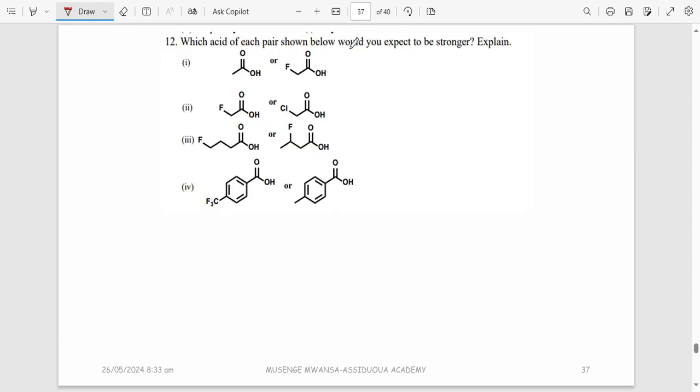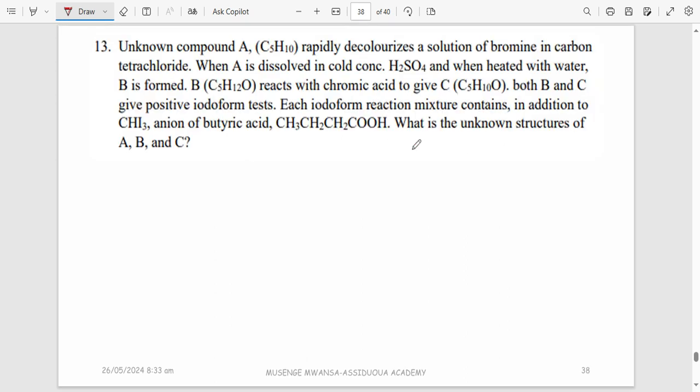Okay, or this one. Which of these below do you expect to be stronger? This is the first topic that we started with. If you remember, we actually answered these questions in that class. Maybe this one. Maybe we can answer this one now.